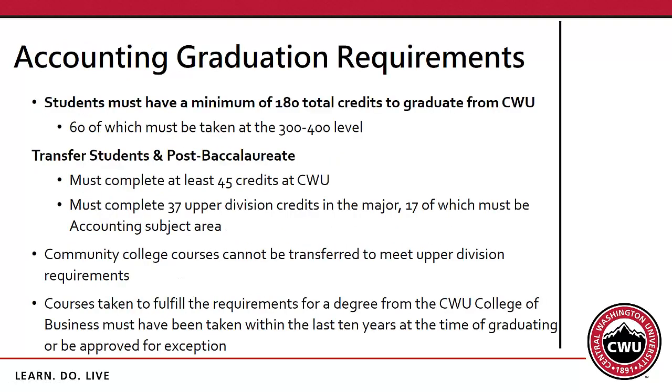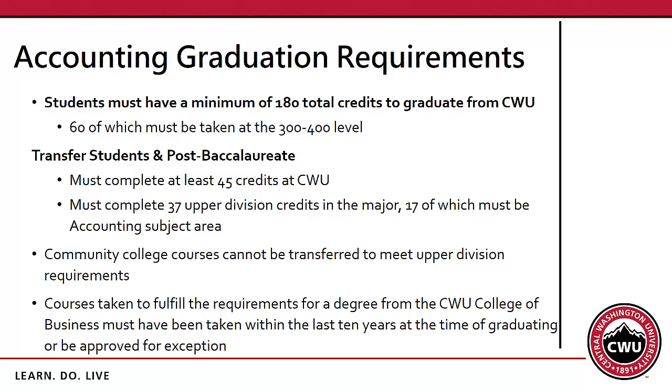To graduate with your accounting degree, you need a minimum of 180 total credits, 60 of which are at the 300-400 level. You are allowed to transfer up to 105 credits from the community college towards this requirement, and 135 from the university level. You must take at least 45 credits at CWU.